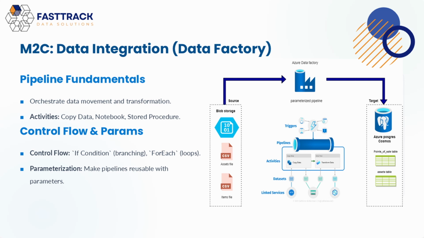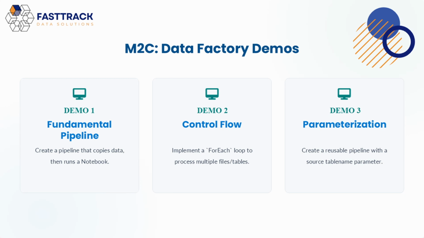Our final workload focus is data integration using Data Factory. Pipelines orchestrate data movement and transformation using activities like copy job and notebook. You can control the flow using branching with if condition or looping with for each. For reusability, we heavily utilize parameterization. Let's move on to our first data integration demo, Pipeline Fundamentals.